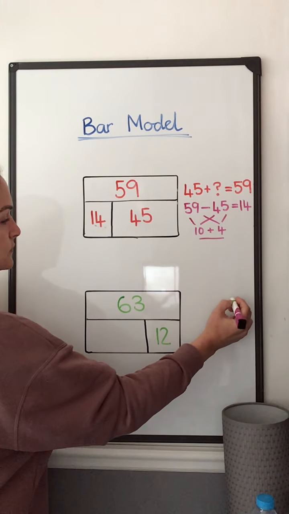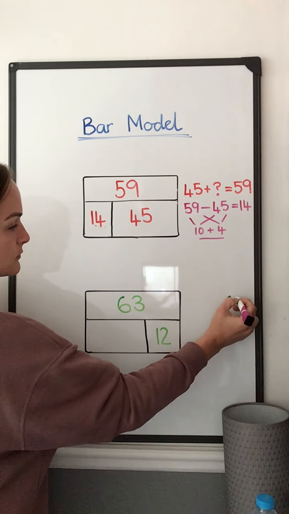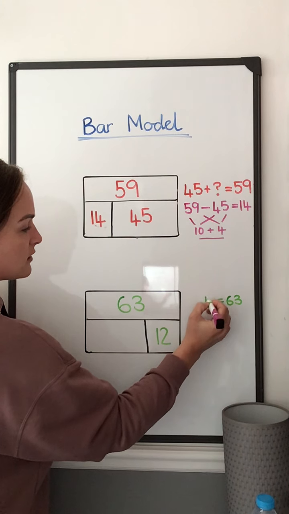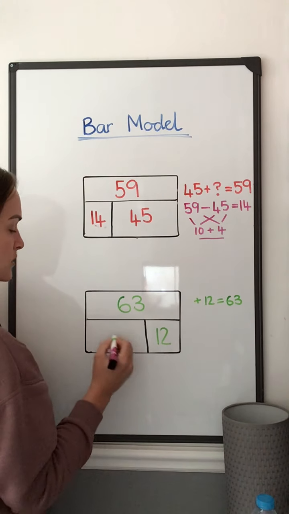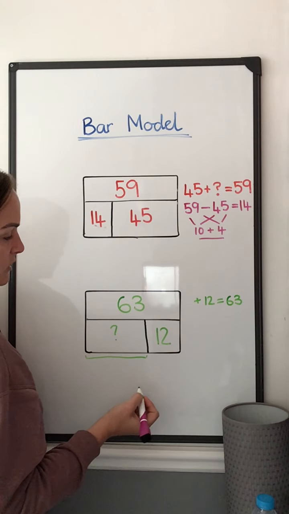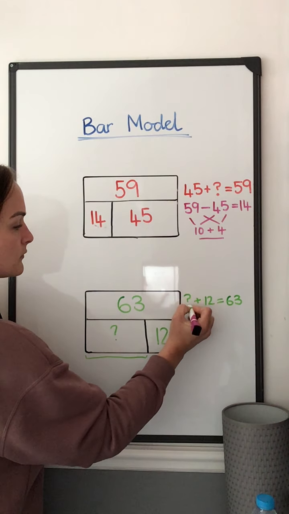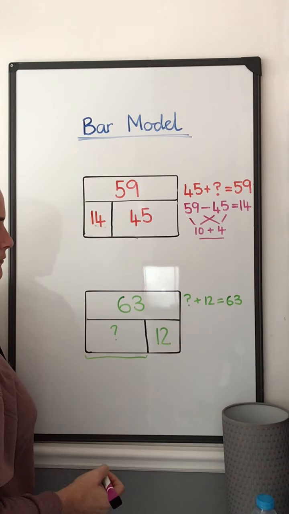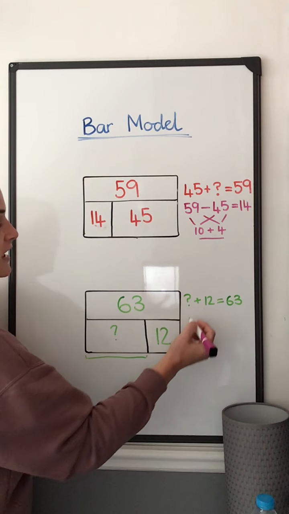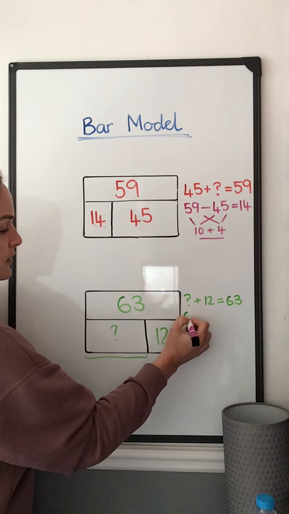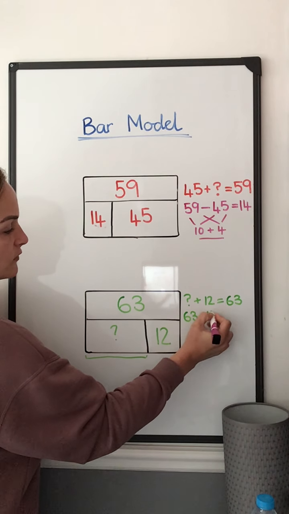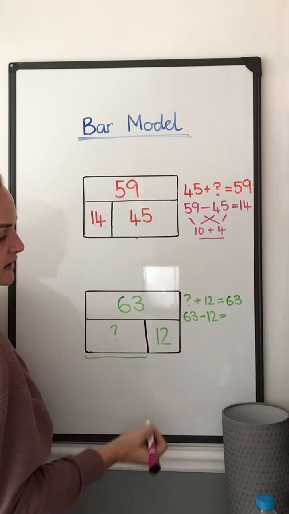63 is my total. So I know that's what my equals. I've got 12 in there. Then I've also got a larger number here, and I know it's larger because my rectangle is larger. So what would I use? This is an adding sum, but I need to work it out. I need to use the inverse. Well done. So I'm going to go 63, take away the 12, and find that missing number.